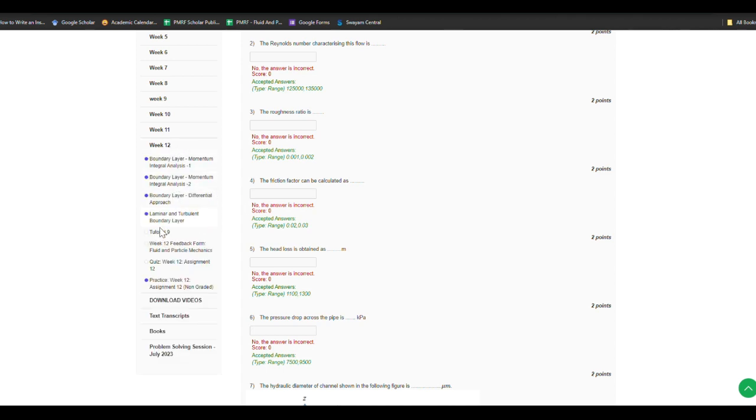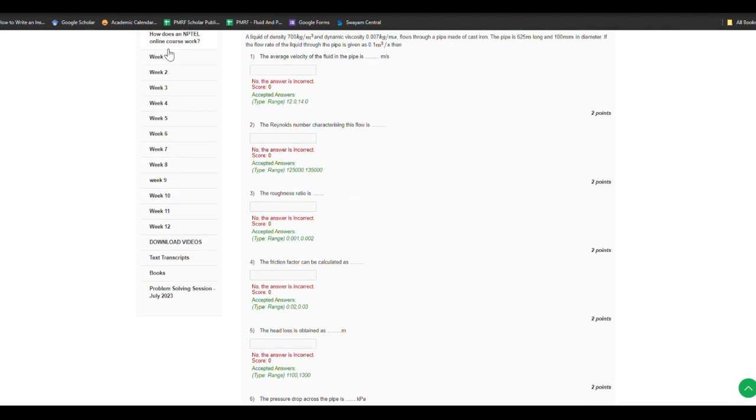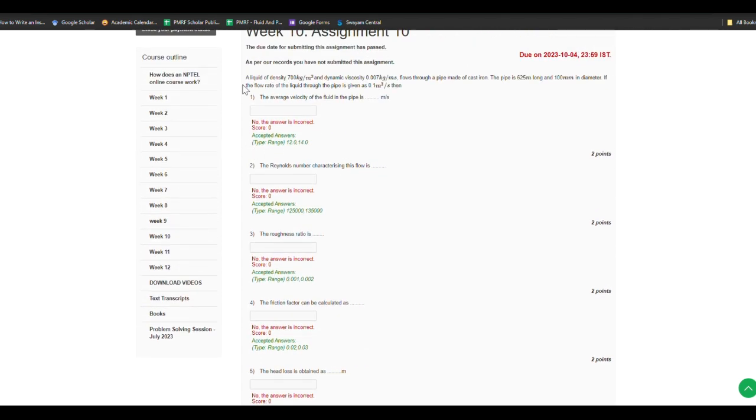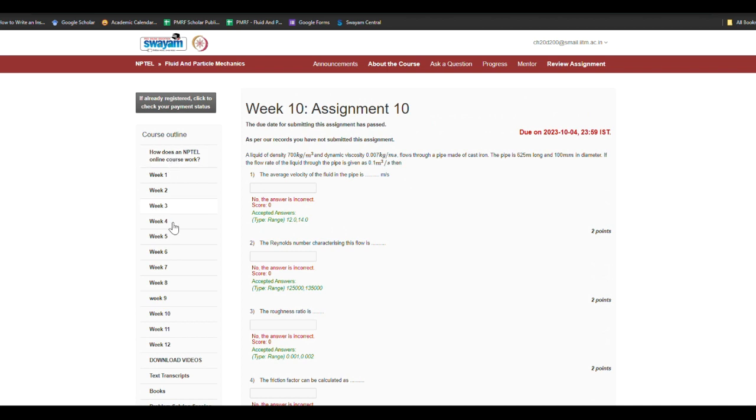In the last week, which we discussed today, we were talking about the boundary layer and its analysis. Boundary layer momentum thickness, the displacement thickness, and the boundary layer thickness, and all the factors associated with that. Through this 12-week course, we have given a full overview of fluid and particle mechanics. And yeah, if you have any questions, please let me know. I think I'll stop here for now.